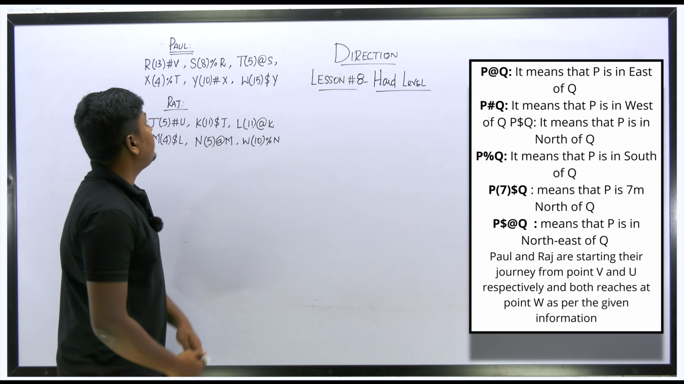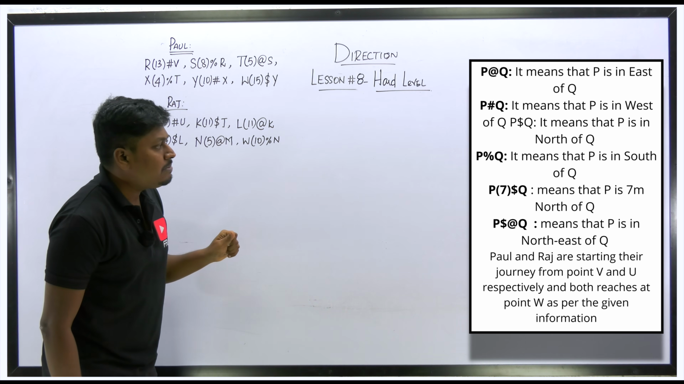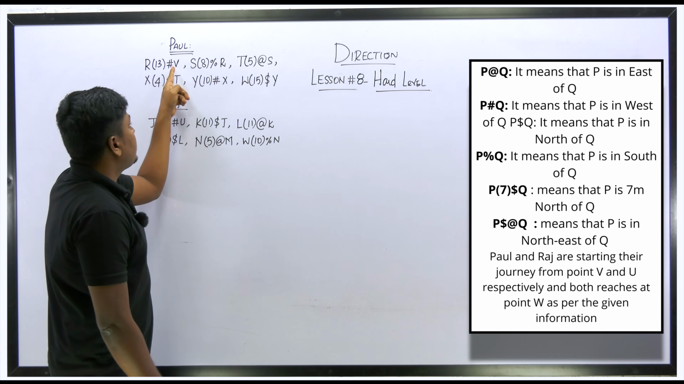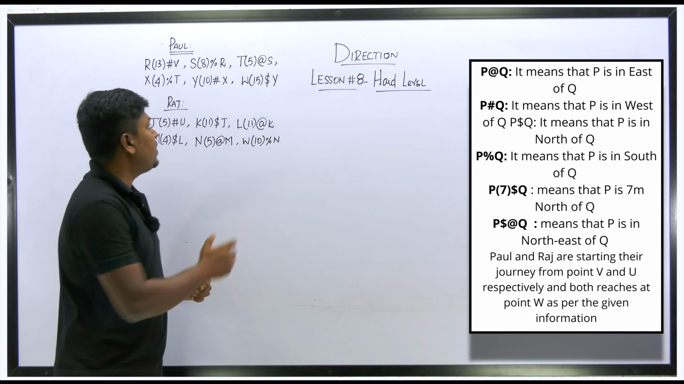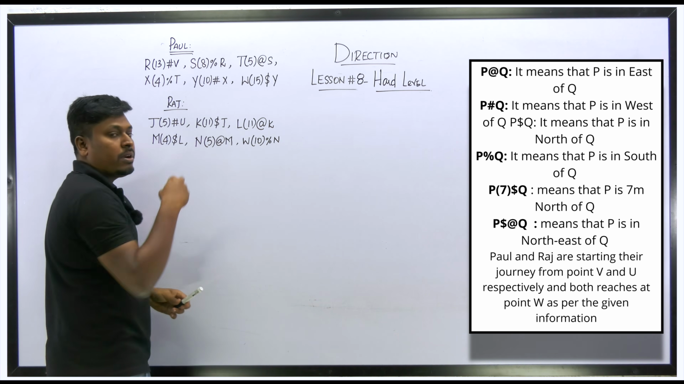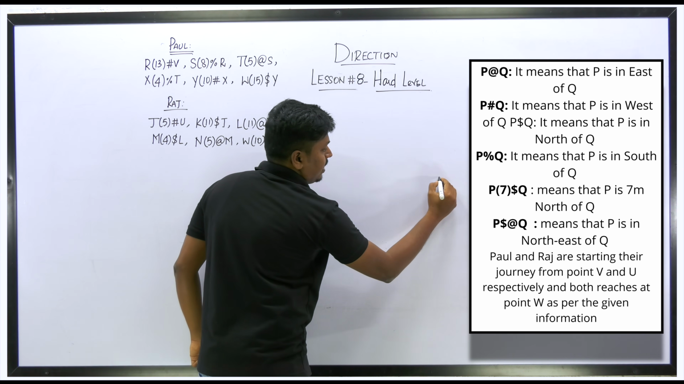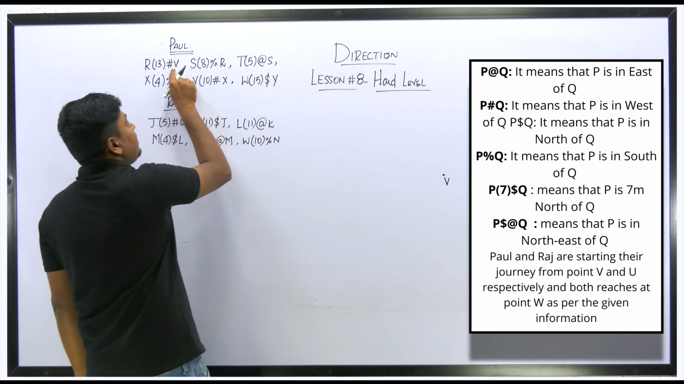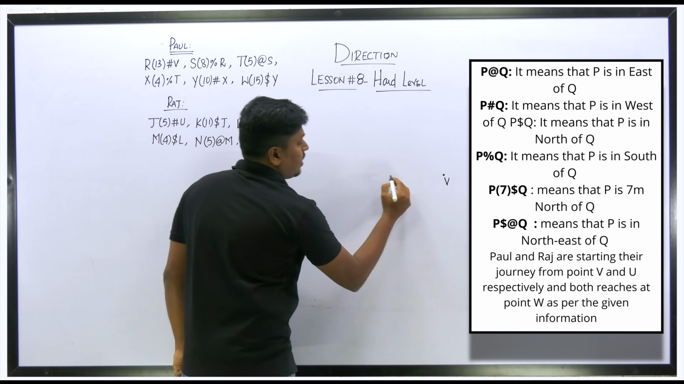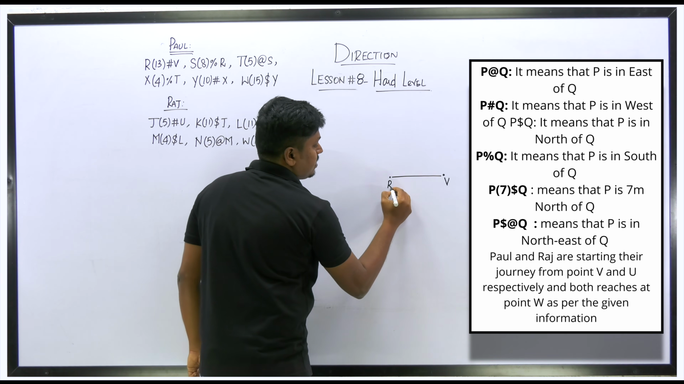So the first point, let it be, is what? Asterisk. So if it is an asterisk, what does it mean? It means western side. So V western side at 13 meter is R. We know that V will be the starting point for Paul, so I can consider point V here, anywhere at this point. Got it? So V western side at 13 meter is R. So V western side will be this side at 13 meter is R.